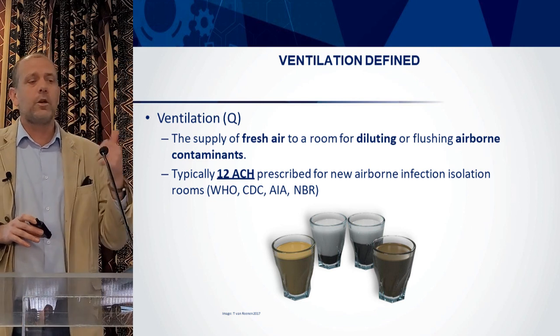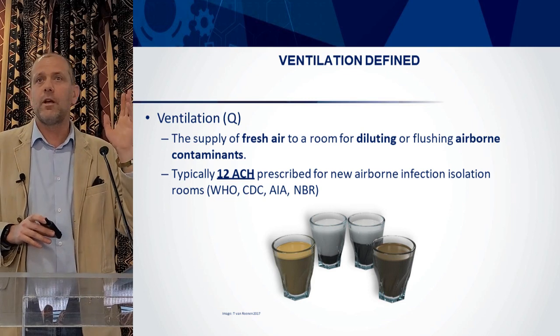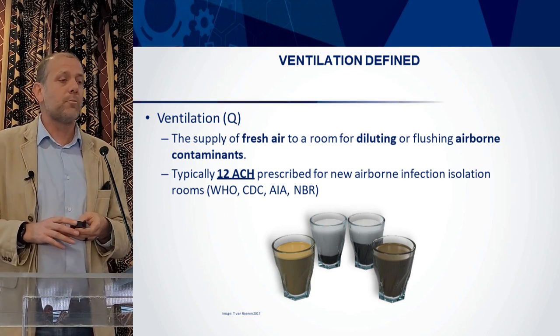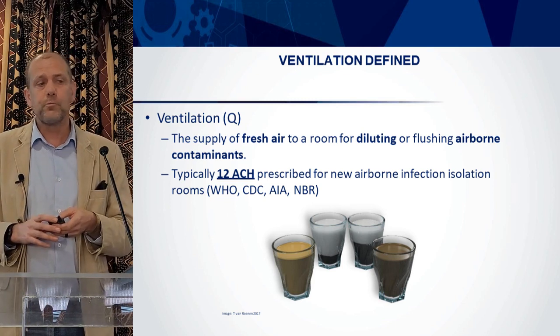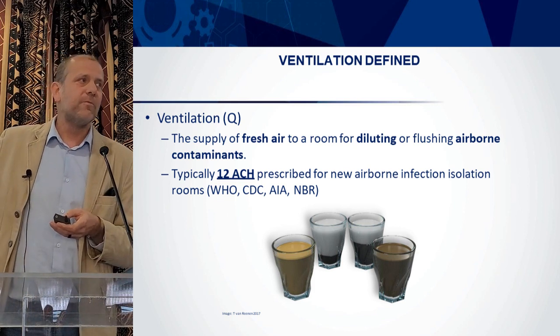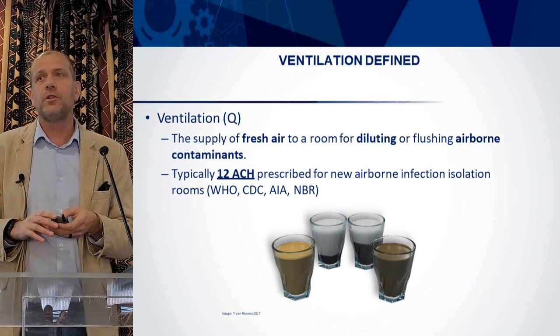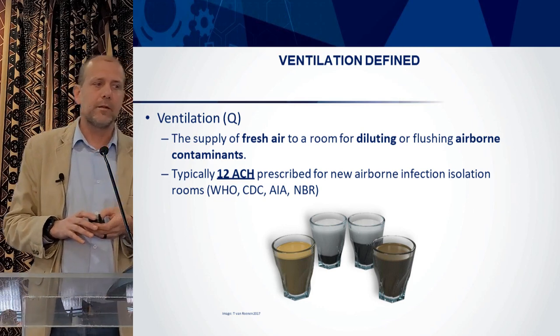Typically, the WHO, the CDC, the American Institute of Architects, our national building regulations, many sources prescribe 12 air changes per hour for airborne precaution rooms, airborne isolation rooms. And that's very often considered to be sufficient ventilation. I'd like to show you why that's problematic.